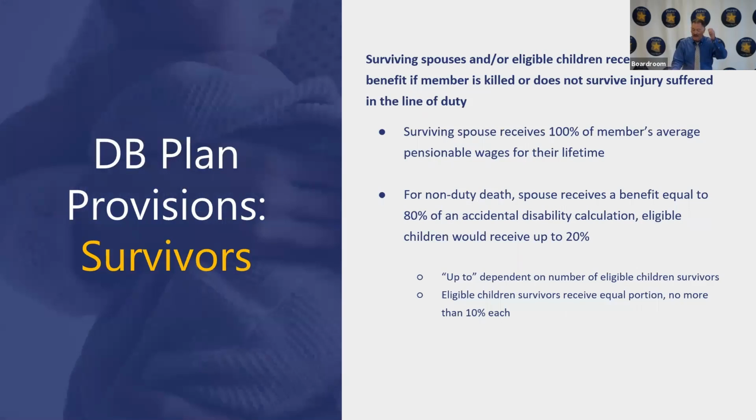Survivor benefits in the event that the member is killed in the line of duty or does not survive an injury sustained in the line of duty, the surviving spouse will receive 100% of the member's pensionable wages for their lifetime. For a non-duty death, that spouse will receive a benefit equal to 80% of that accidental disability calculation, plus there's going to be survivor benefits for dependent children as well.